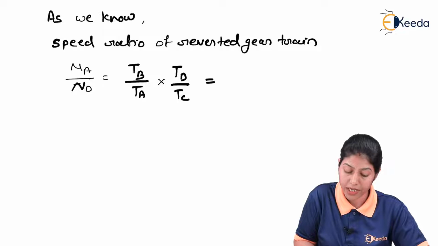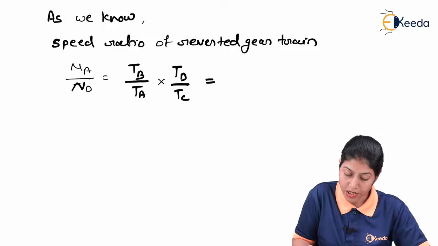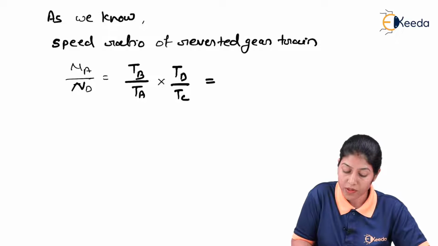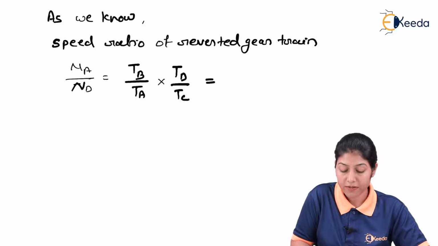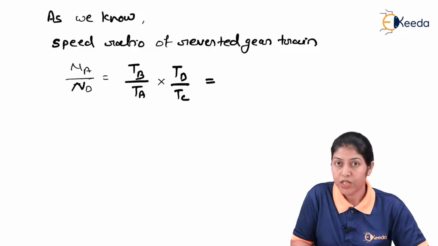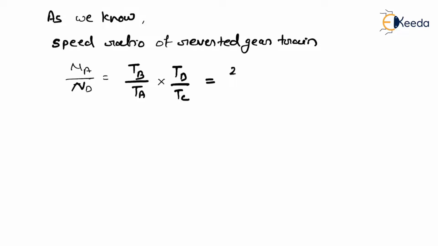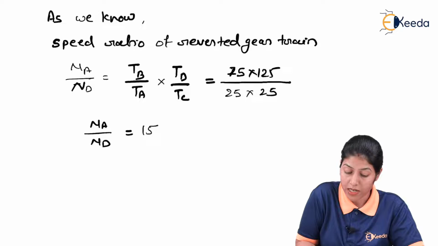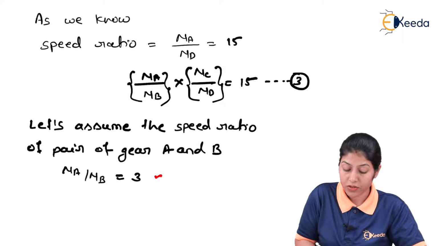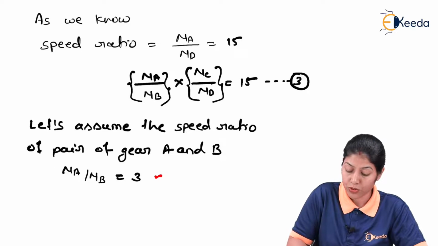It is representing NA by ND, that is equals to, as we have two meshing conditions, TB by TA into TD by TC. All these values we have, the number of teeth for each gear. So we will put all these values and we will check whether this ratio is right or not. As per the calculation, we already have the value of TB, TD, TA and TC, and we are getting these values because of the assumption. So this assumption NA by NB is equals to 3.